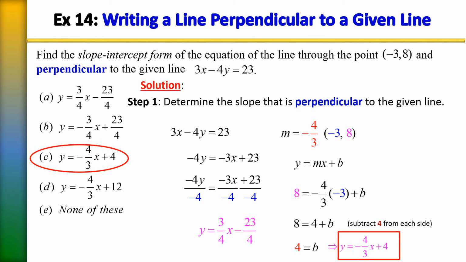So what we did here was we were given a line, and then we were asked to create a line that was perpendicular to that line. And so that is the reason into our new line we plugged in a perpendicular slope of -4/3. And there you have it, writing equations of lines perpendicular to a given line.